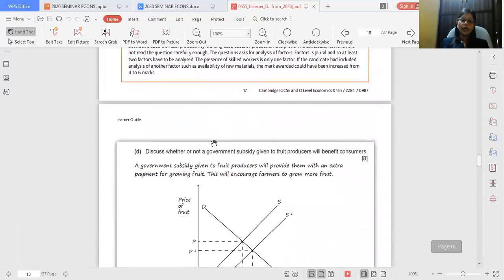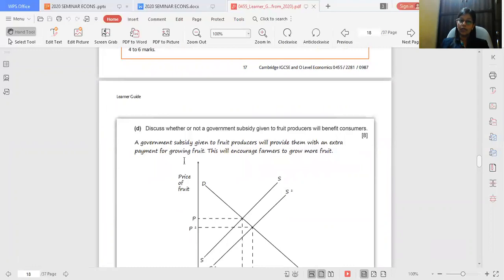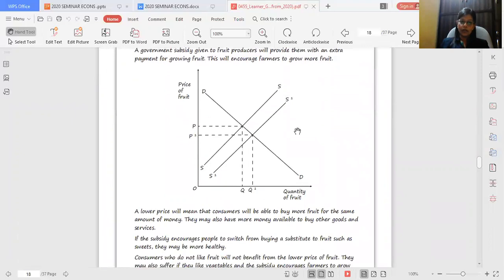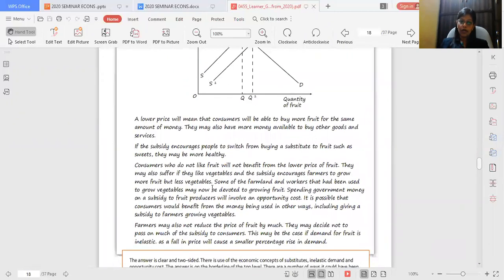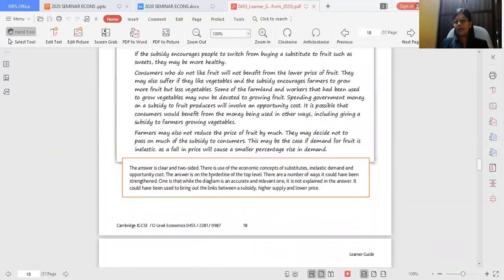Yeah? And B, discuss whether or not government subsidy given to food producers will benefit consumers. A government subsidy given to fruit producers will provide them with an extra payment from growing fruit. This will encourage farmers to grow more fruits. Okay, so a simple graph, demand and supply. A lower price means that consumers will be able to buy more, all right, with your explanation, with your analysis. Great. Let's look into the comments.